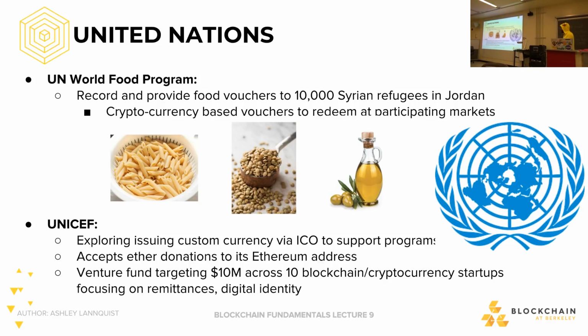You just need to have some identification, whether it be a private key or whatever other means they use to maintain identity. And UNICEF's doing something very interesting. They're exploring issuing some custom currency via an ICO. Oh, that's a bad sign. To support programs, they accept Ether donations to their Ethereum account, and they have a venture fund that's targeting $10 million across 10 different blockchain and cryptocurrency startups. They're focused on remittances and digital identity of all things. It's sort of odd to think of UNICEF as the one doing these particular things, launching an ICO and focusing on these specific issues, remittances and digital identity.